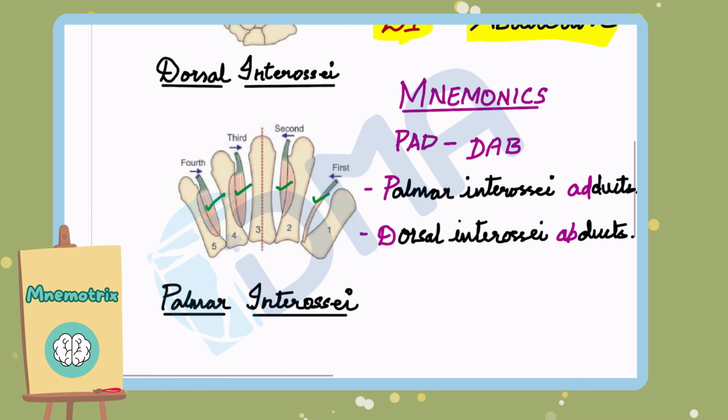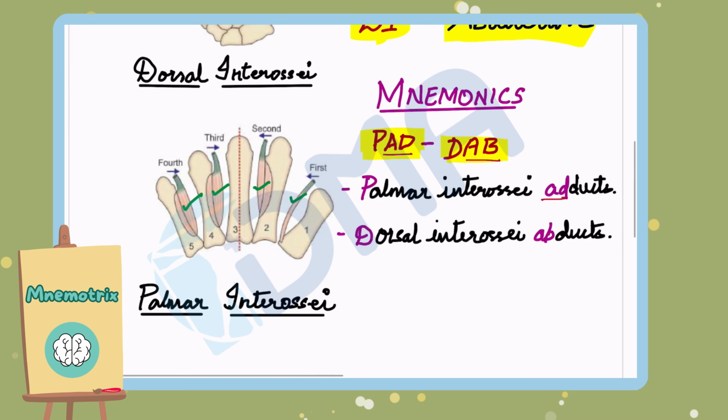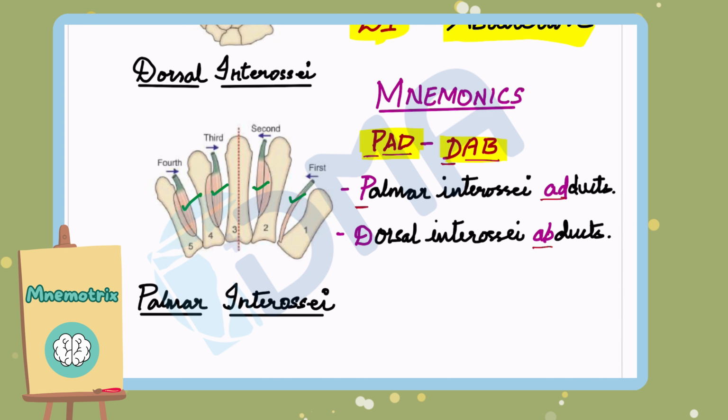Okay, so here is an easiest mnemonical way to remember the action of these muscles. The mnemonical way to remember the action of palmar and dorsal interossei muscle is PAD and DAB. We can easily remember this PAD and DAB. Here the last 2 letters AD mean adduction, and here the last 2 letters AB mean abduction. So P for palmar interossei, D for dorsal interossei. So palmar interossei adducts, that is PAD, and the dorsal interossei abducts, that is DAB.